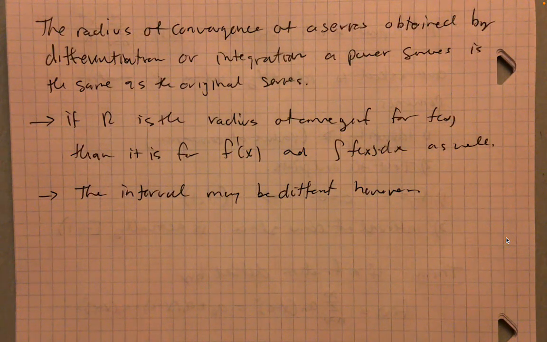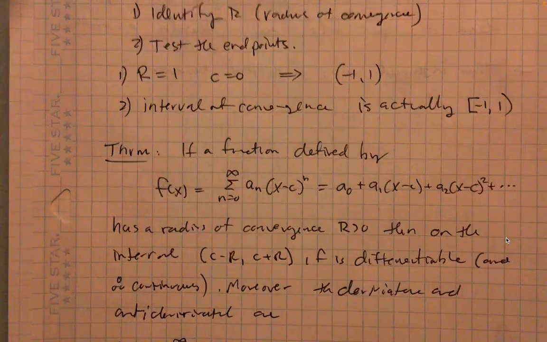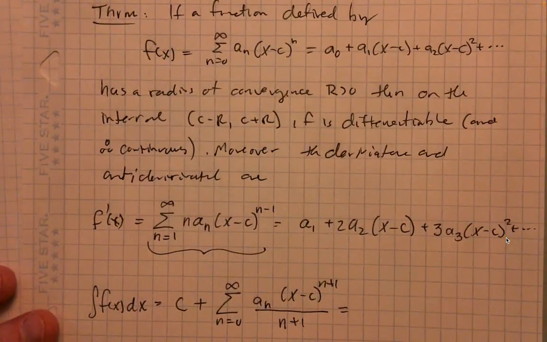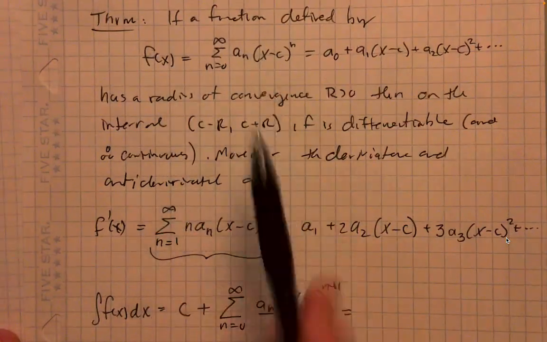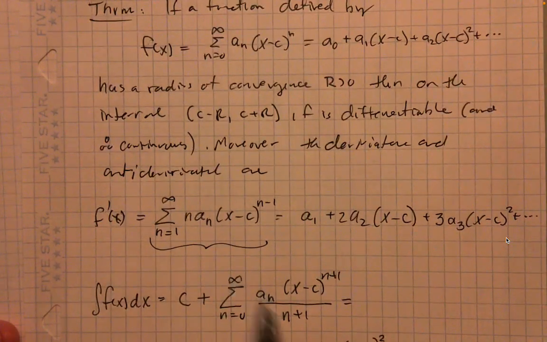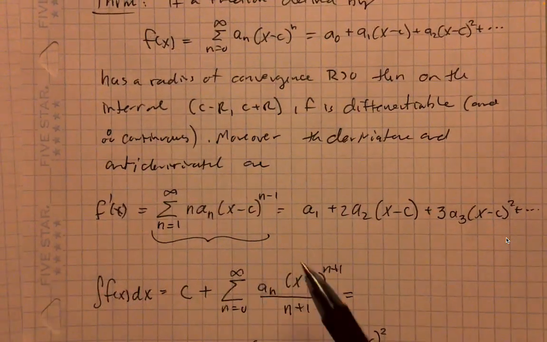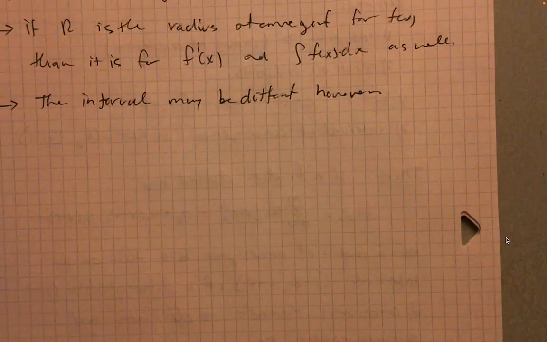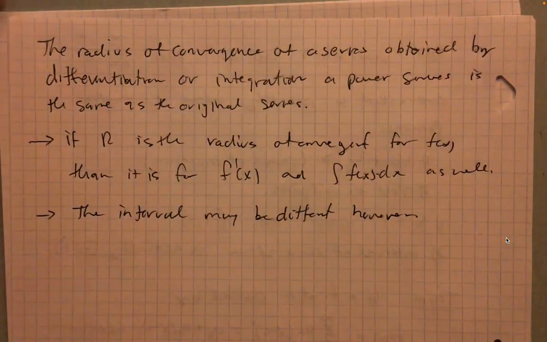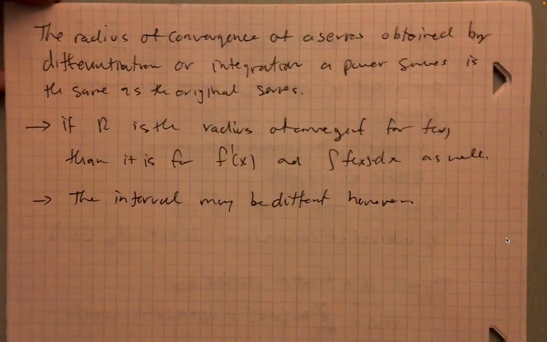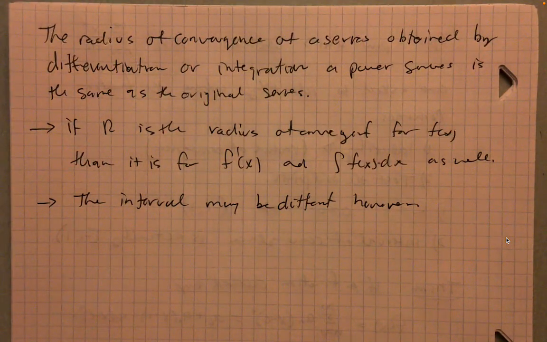So given a standard power series like this, we can write explicitly what the derivative and integral of the power series will be. And further, we know that whatever the radius of convergence of the original series happens to be, it's the same for the derivative and the integral as well. However, the interval may vary. The radius is the same, but the interval may vary.